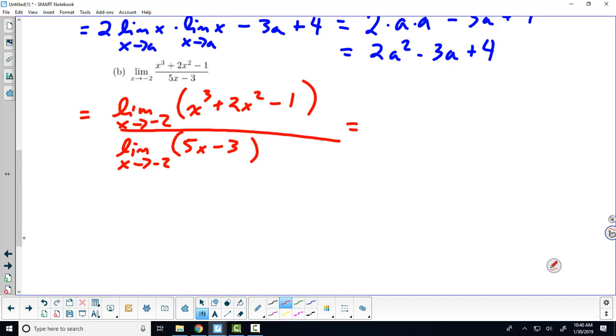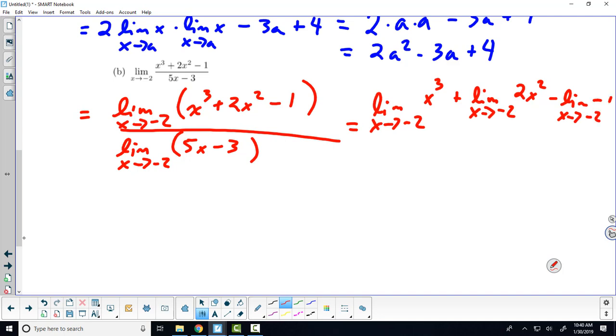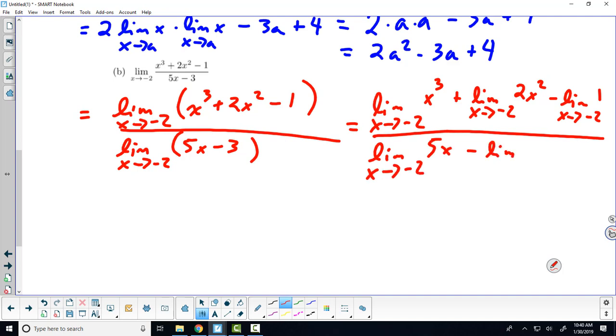Then I can go ahead and use my sum and difference property to say that's the limit as x approaches -2 of x cubed plus the limit as x approaches -2 of 2x squared minus the limit as x approaches -2 of 1, all over the limit as x approaches -2 of 5x minus the limit as x approaches -2 of 3. Okay? This is tedious, right?